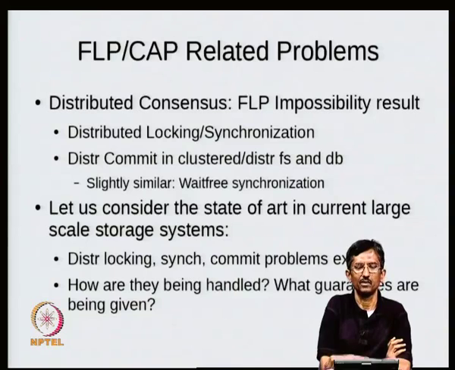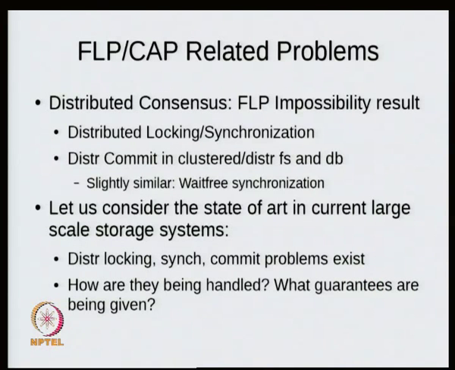And therefore, if distributed consensus is not possible, distributed locking also is not possible. Because what is locking? Basically, you have k parties, one of whom has to be able to enter the critical section, the shared region which has to be modified. If distributed consensus is not possible, there is no way to decide which party can be in that shared region. Similarly, distributed synchronization is not possible.